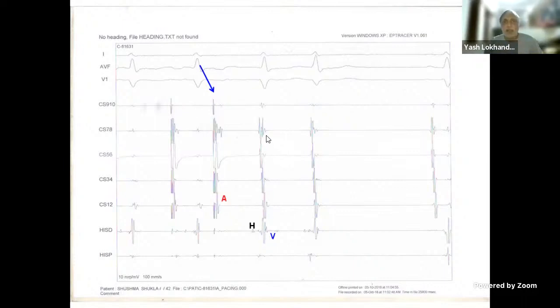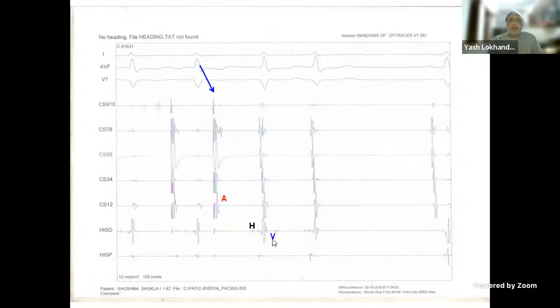And that you can confirm by looking at the His bundle channel. In the His bundle channel, what has prolonged is the A to the H. The H to the V has remained the same. The previous H to the V and the next H to the V have remained the same. What has changed is the A to the H. See the A to the H before this? Lower down, yes. And then the next A to the H is much, much longer. So usually such a sudden change in the AH denotes dual AV nodal pathways.